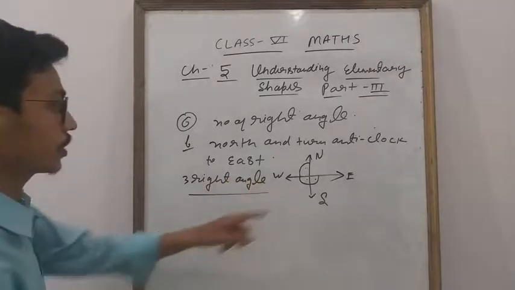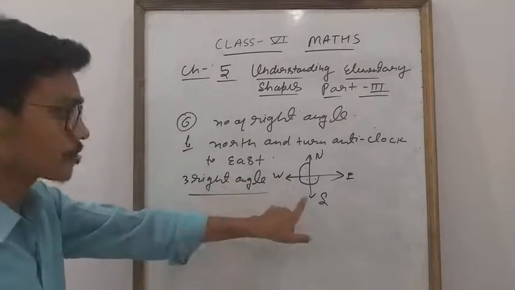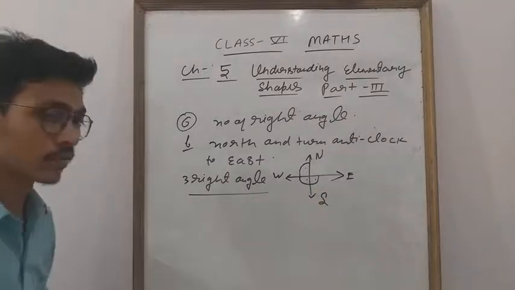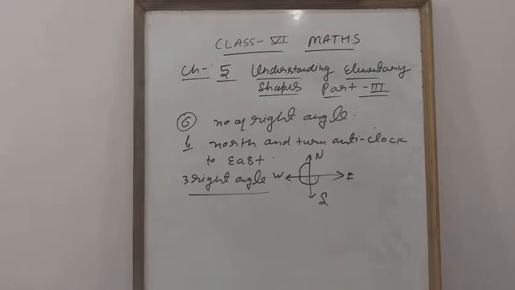How will it come? See, north to west one right angle, west to south one right angle, south to east one right angle. So how many right angles, students? 3 right angles. This is very easy. By this way you can find out how many right angles you have to find.